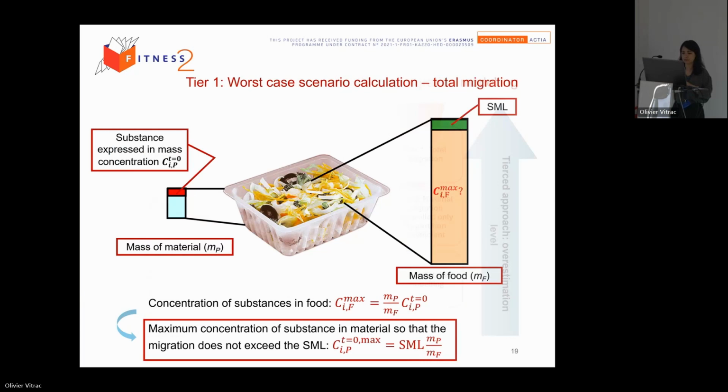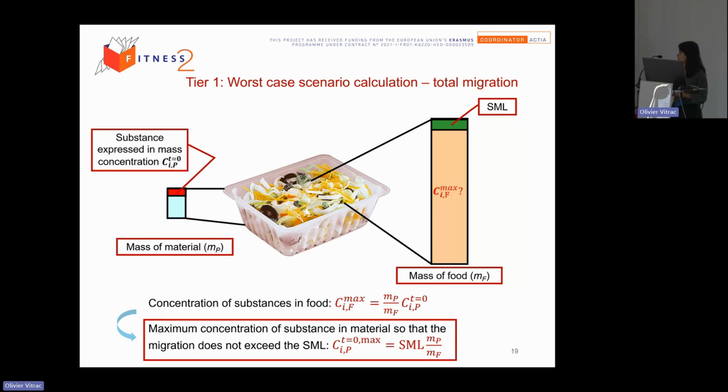And I will present you 3 tiers, or 3 strategies, to calculate the migration of substances from packaging, from material to food. So the first one is really simple. We consider the total migration. So it is the worst case scenario for calculations. Everything, the total amount of substances in the packaging, will migrate into food. So you have the total migration. It's just a cross calculation, like the maximal concentration, because we cannot have more. It depends on the mass balance.